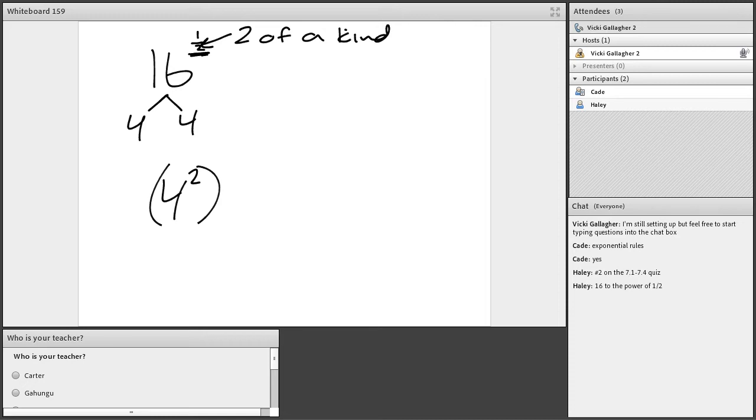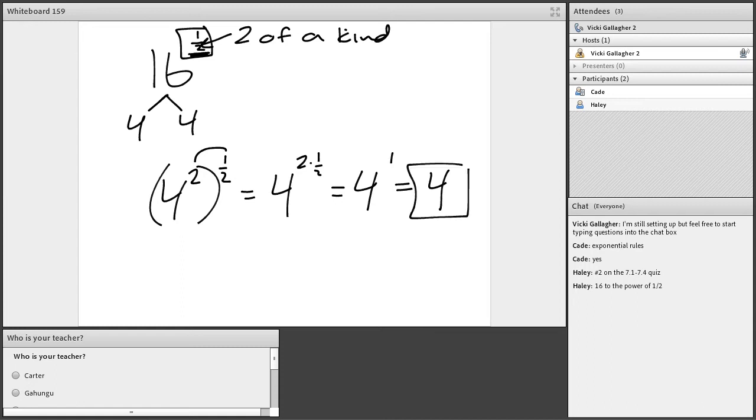And then you do still need to have this exponent of 1/2 on the outside. And as we talked about on the previous screen, the 1/2 is going to be multiplied with the exponent of 2. So you're going to do 2 times 1/2. We're not changing the 4 at all. The 4 stays the same. And half of 2 is 1, which is the exponent. And so the final answer for that one would just be 4.